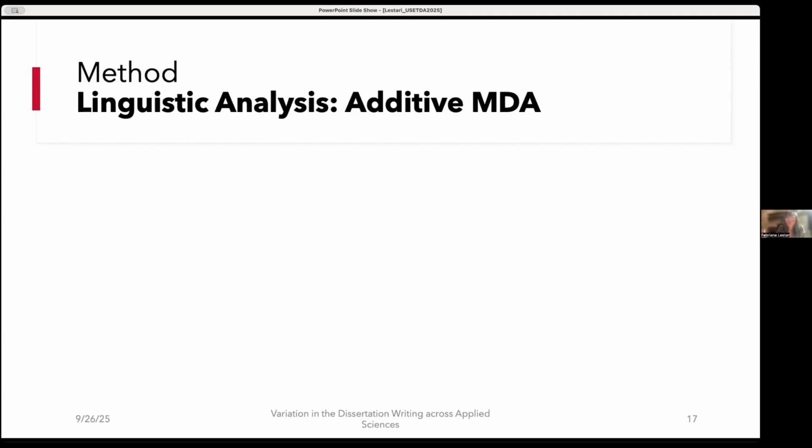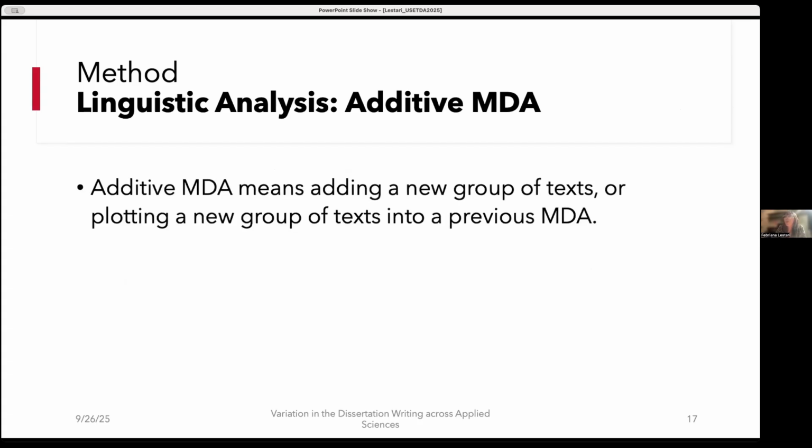Now, moving on to the third stage. I skipped the second stage, the corpus building, and this is the third stage in my study. I conducted linguistic analysis, which is additive multidimensional analysis. Multidimensional analysis is basically a multivariate statistic that looks at the co-occurrence of linguistic features and then sees how those features work together to reveal certain communicative functions. But because currently I only have the subcorpus of applied linguistics dissertations, I could not apply the full MDA, so I conducted the additive MDA.